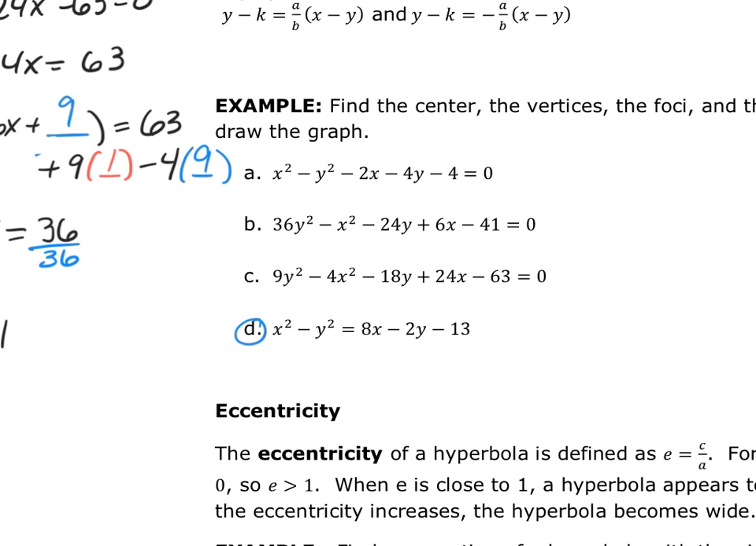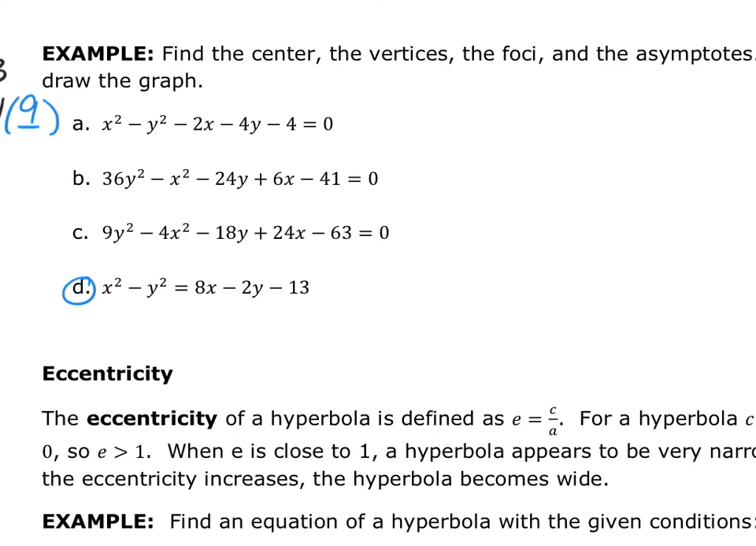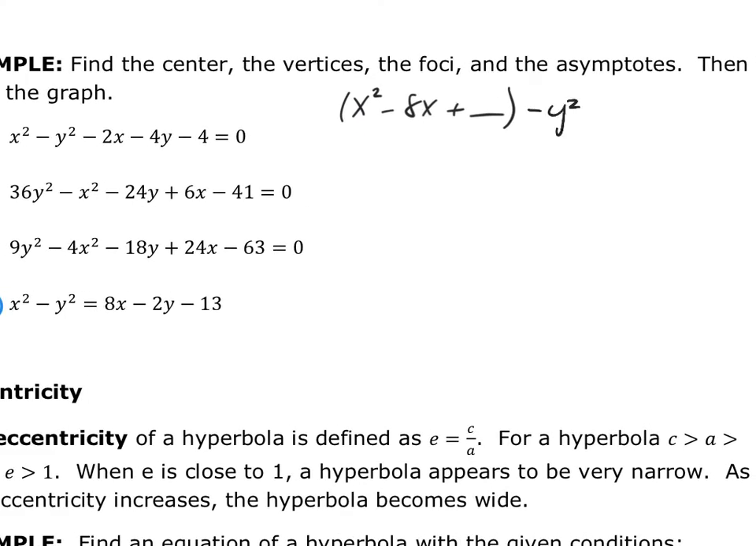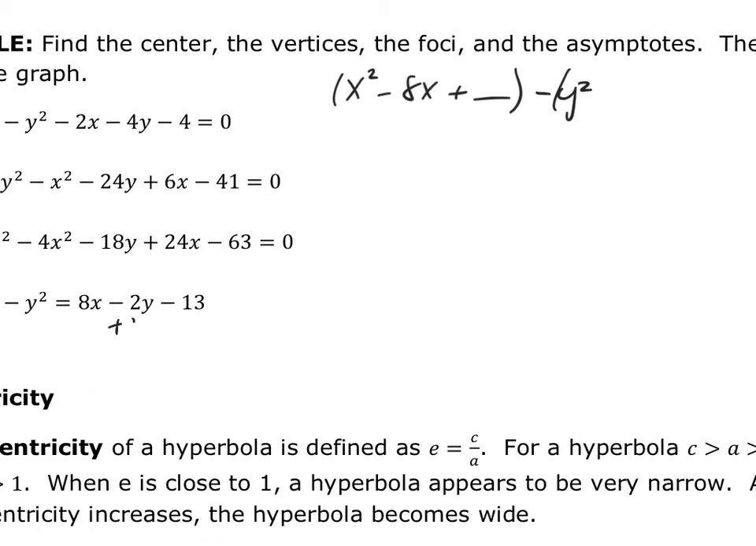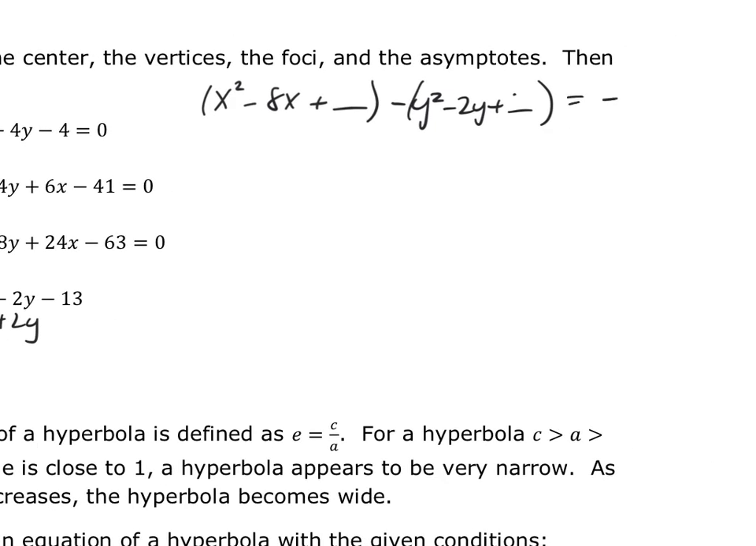Do D, please. Okay, so let's go ahead and go through D because I need to talk a little bit about eccentricity. So we're going to go through D, and the first thing we need to do is get the x's and y's to the other side of the equal sign. So it's x squared minus 8x plus something, I'm going to put that in parentheses, and then minus y squared. And then because it's a plus, I'm adding 2y, but I'm factoring out a negative y, so it's minus 2y plus something is equal to negative 13.